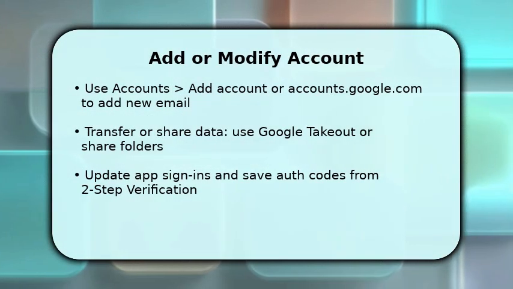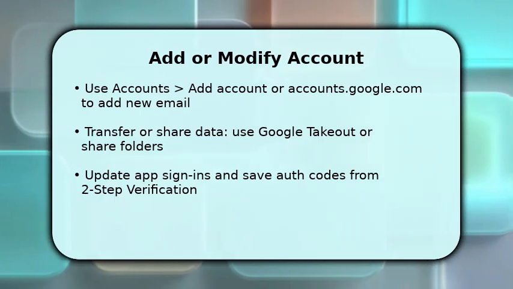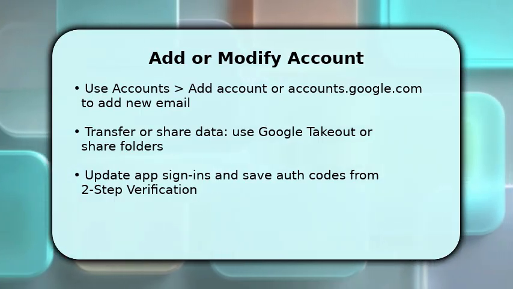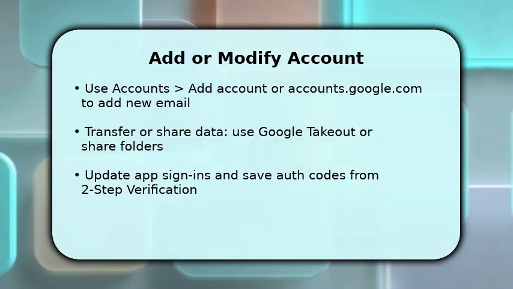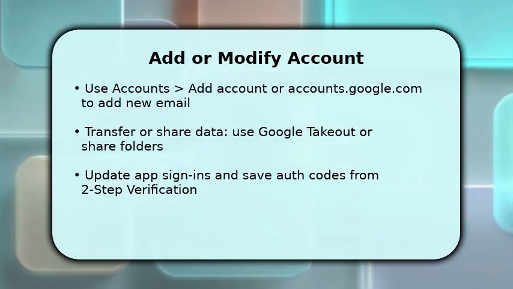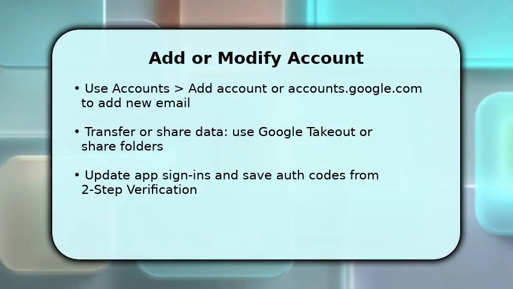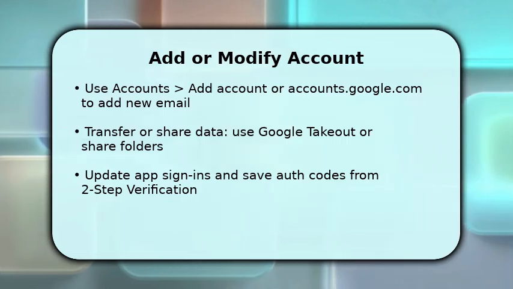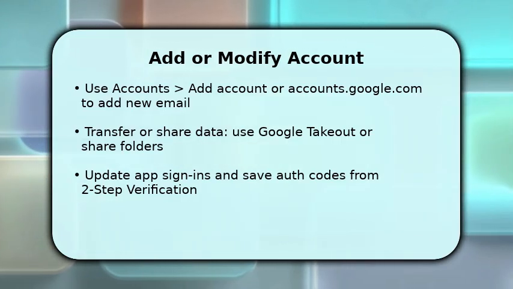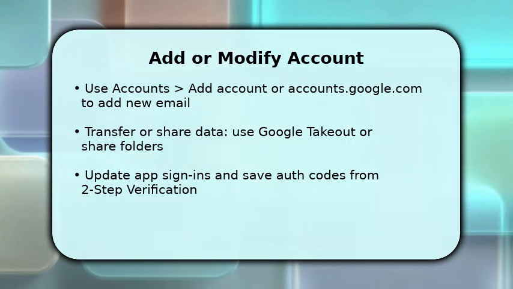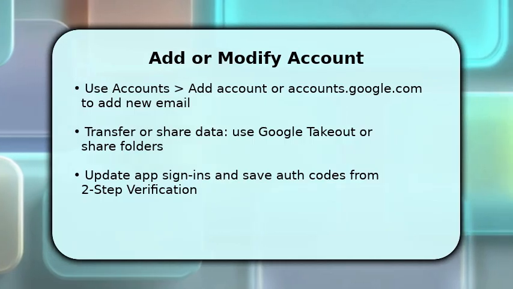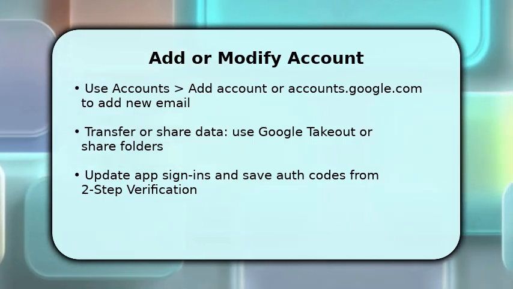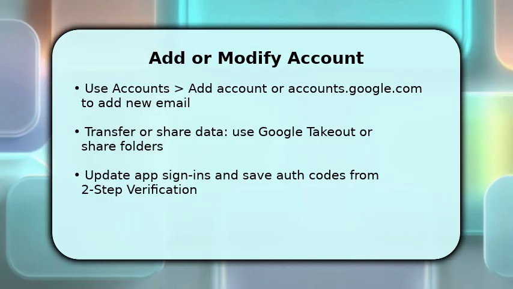Next, add the new Google account or modify details on the existing one. On a phone, go to Settings, Accounts, Add Account, Google, or in a browser, sign in and use account preferences to rename or change data. If moving data, use Google Takeout to export or share Drive folders and transfer ownership where supported. Make sure you save any two-step verification backup codes and reauthorize apps so services keep working after you switch accounts.